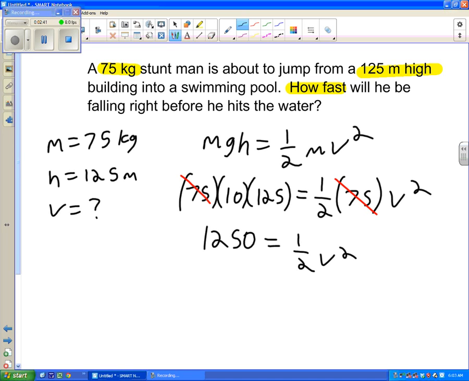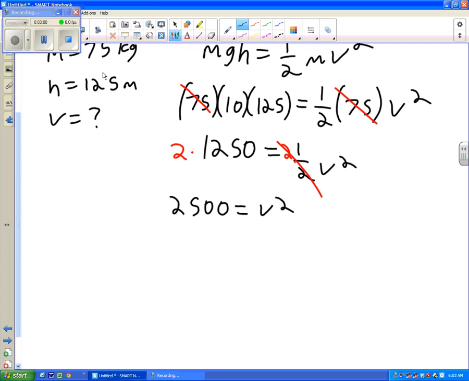And I want to get v by itself. I don't like this half in front of it. I want to get rid of the half. So I'm going to multiply both sides by 2. It will kill that. And we end up getting 2,500 equals v squared. And I still want v by itself. So I take the square root of both sides.